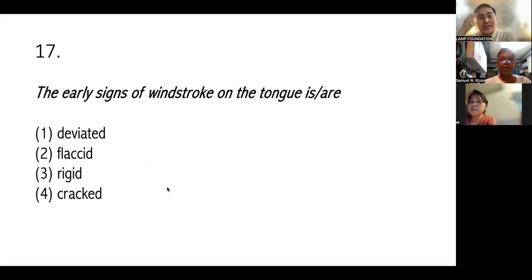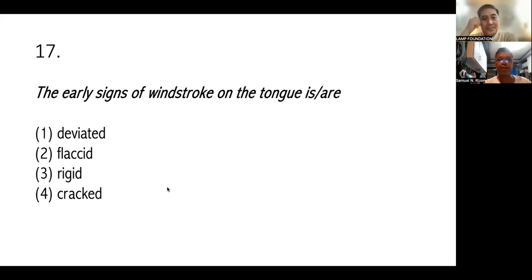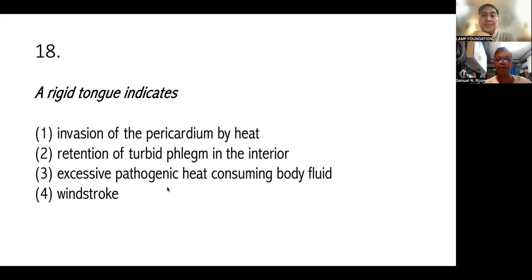Okay. Let's go to number 17. The early sign of wind stroke on the tongue is deviated, flaccid, rigid, and cracked. Deviated and rigid. Okay. Matigas and nakatiko. Okay, number 18. A rigid tongue indicates invasions of pericardium by heat, retentions of turbid phlegm in the interior, excessive pathogenic heat consuming body fluid, and wind stroke. Okay. All the answers are correct, Doc.